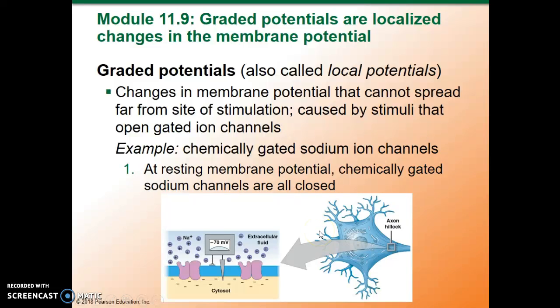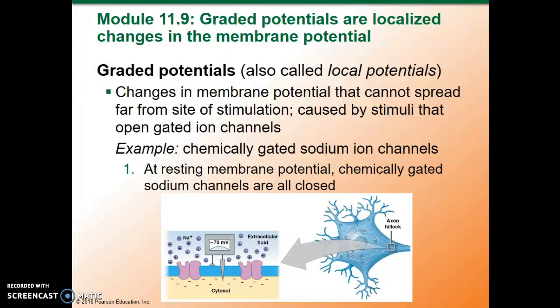A nerve impulse begins with a graded potential, and a graded potential is just a very localized change in the membrane potential. The changes in the potential are very, very small, and they don't spread far from where the stimulus occurs. These are caused by a stimulus that will open the gated ion channels.